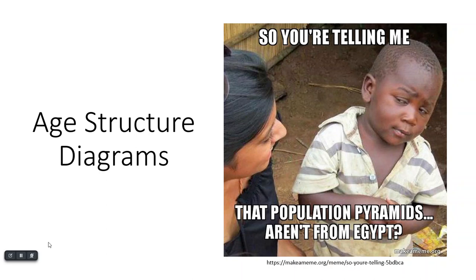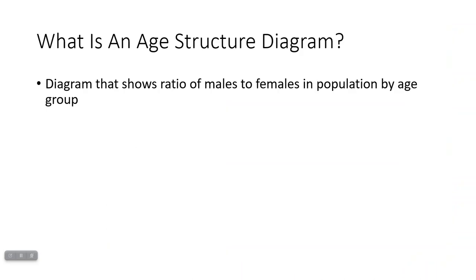Alrighty, welcome to our lesson on age structure diagrams. Before we start talking about them, let's talk about what one of these is. It's a diagram that shows the ratio of males to females that exist in a population, whether this is a country or any other particular population you're talking about. And it distributes this by age group.